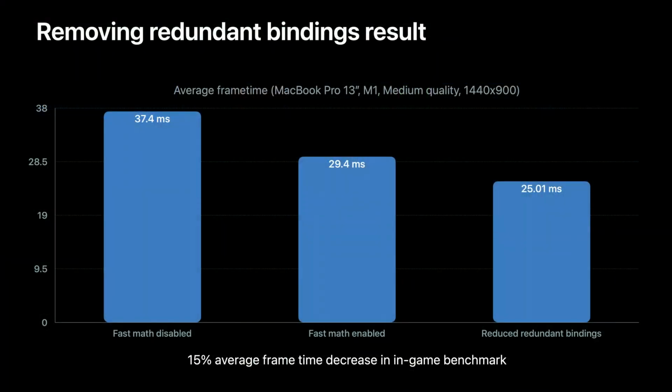So avoiding redundant bindings gave us a further 15% reduction in average frame time. After these two improvements, 4A Games was able to meet their performance targets. So now let's summarize what we learned from optimizing Metro Exodus for Apple GPUs.